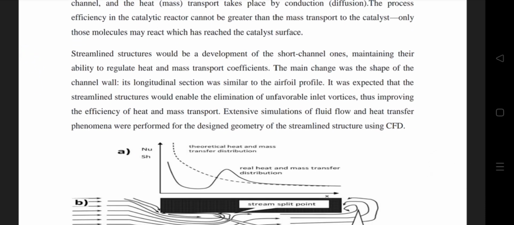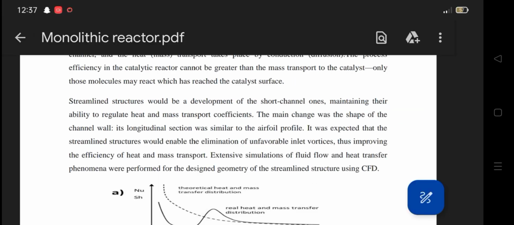Streamlined structures would be a development of the short channel ones, maintaining their ability to regulate heat and mass transport coefficients. The main change was the shape of the channel wall. Its longitudinal section was similar to the airfoil profile.